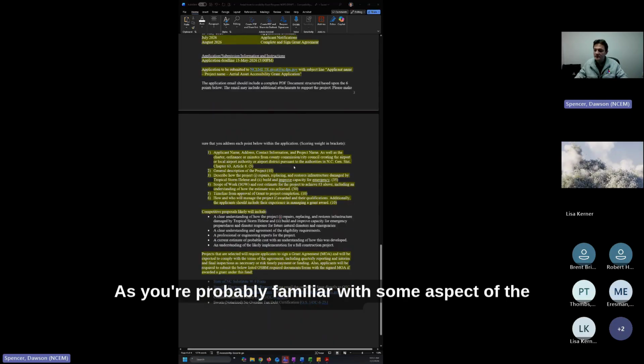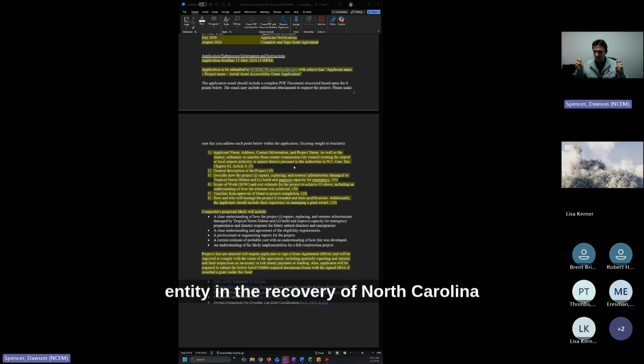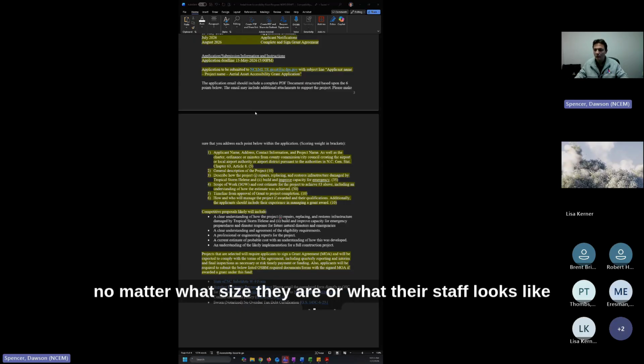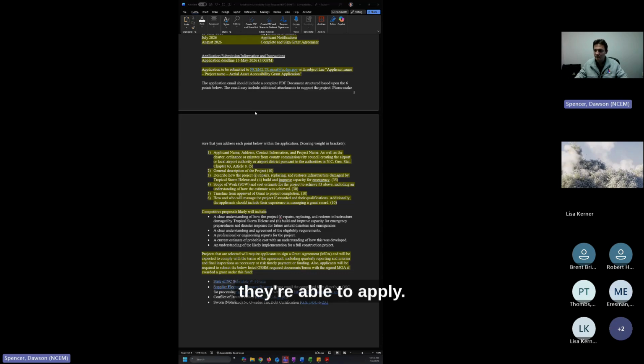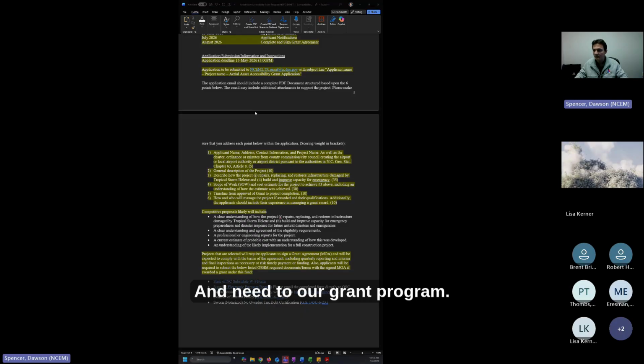As you're probably familiar with some aspect of the recovery, long-term recovery is a special entity in the recovery of North Carolina and of the state and the federal government. So we're a little special. We don't accept applications via a portal or anything like that. We are a little more simplified. And so that is meant to assist our applicants, no matter what size they are or what their staff looks like, that they're able to apply, and it doesn't stop anyone from getting the access that they need to our grant program. And so this section here just lays that out.